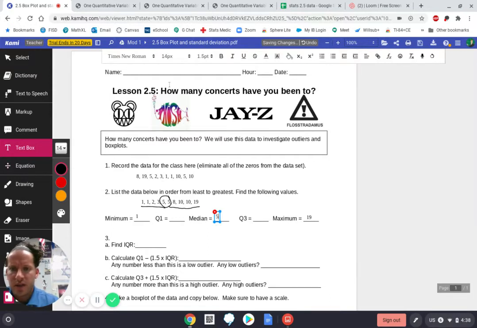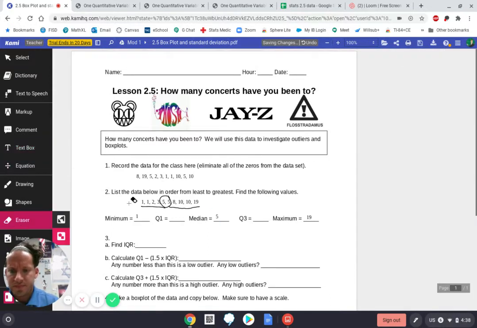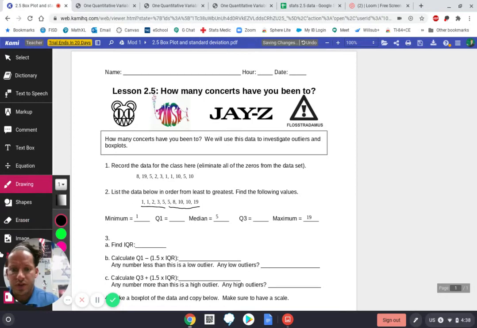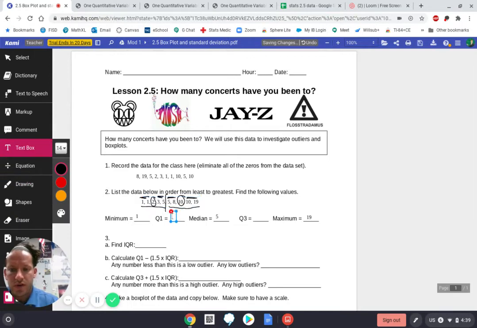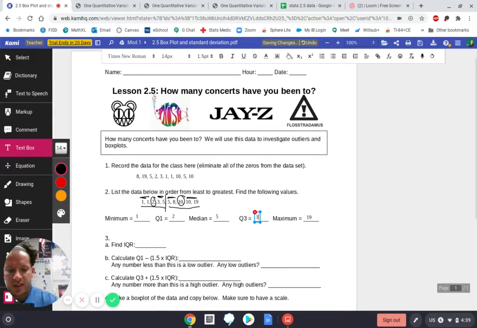Then, looking at the top half and the bottom half, we're going to split it right down where the median is. You can see we have 2 on one side, 2 on the other side, giving us a Q1 of 2. And the same thing with the top half, we got 2 and 2, leaving us 10 right in the middle. So for our Q1, we have 2, and our Q3, we have 10.